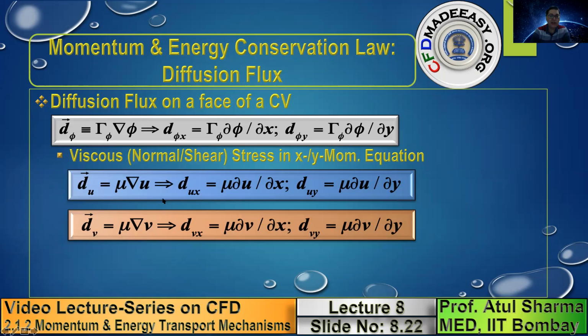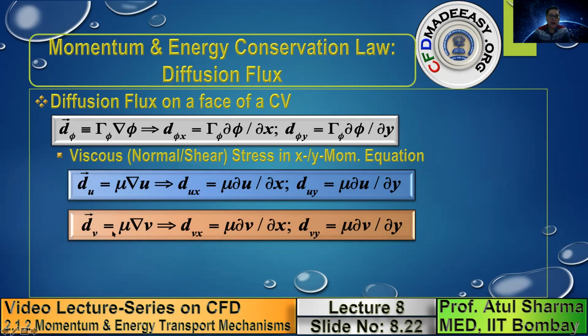The viscous stress in x and y momentum equations is given by this expression, where the diffusion flux vector for the x momentum equation is given by the normal gradient of u velocity. Note this del u by del x, on the vertical surfaces. This is equal to sigma xx. This is equal to sigma yx. This is a shear stress.